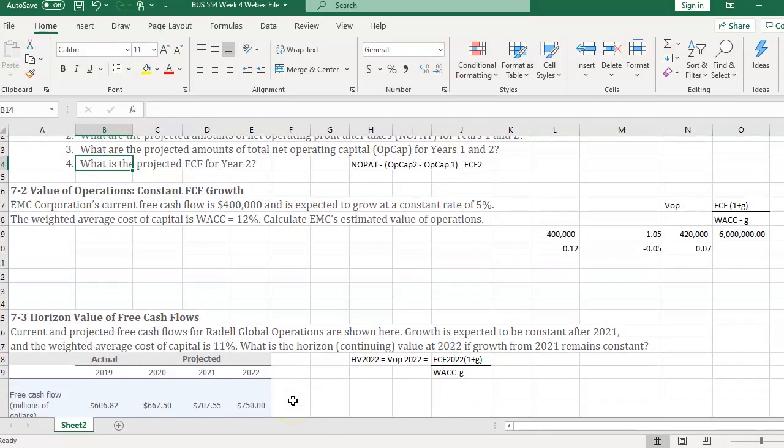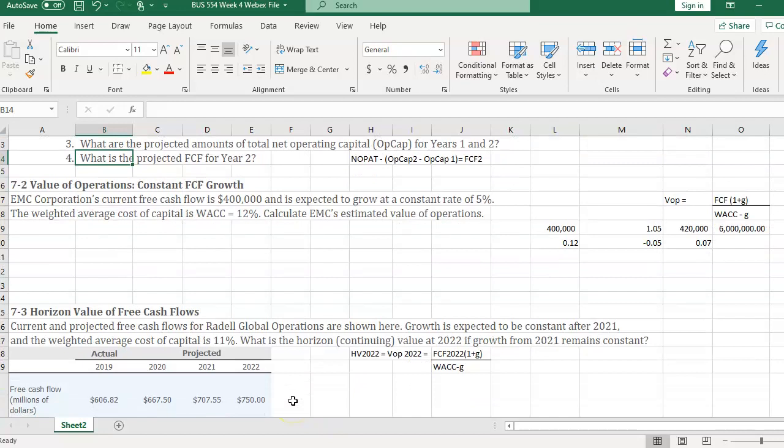Okay, then question 2 dealt with free cash flow growth. This is my formula for free cash flow growth, the value of operations. And so I have free cash flow of 400,000. I multiply that by 1 plus G, 1.05. And then I take my WACC of 12%, and I subtract the growth rate of 5. And so I simplify my formulas, I divide, I get 6 million as my answer. So $6 million is my free cash flow.